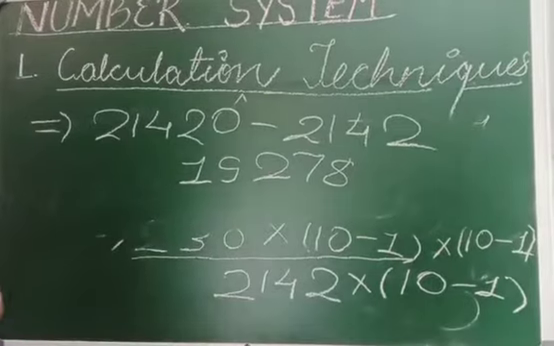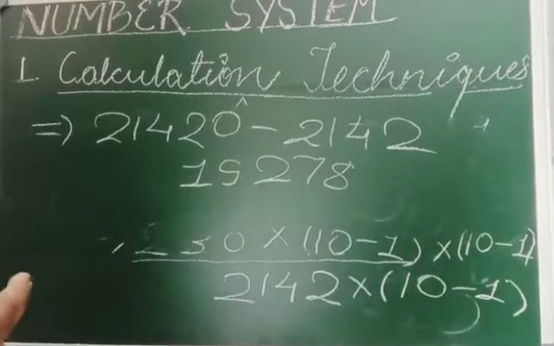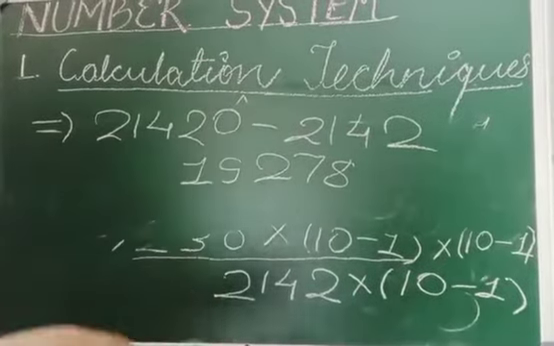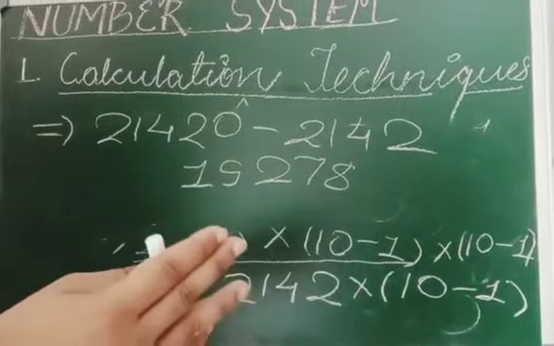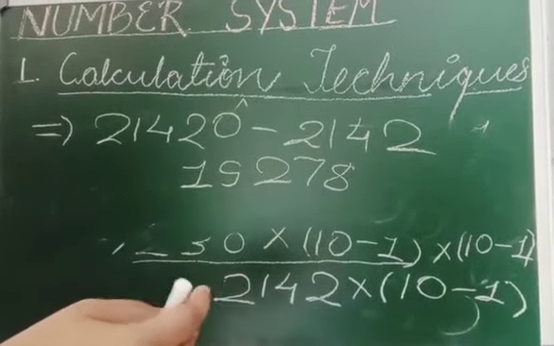So these are the two cases which we have studied, and these are the shortest ways to solve a multiplication when we multiply the number with 5 or 9.